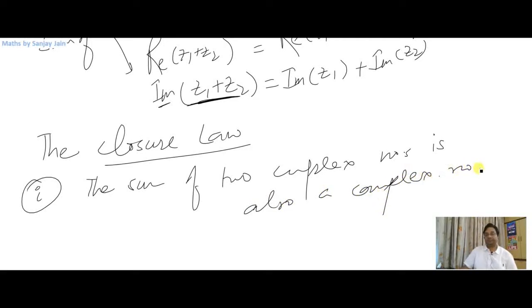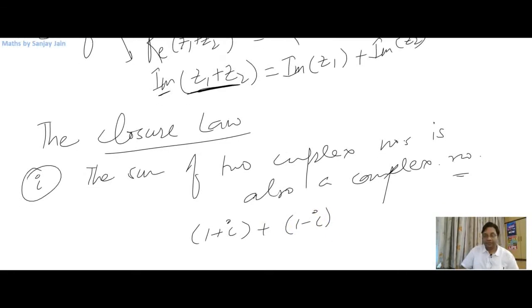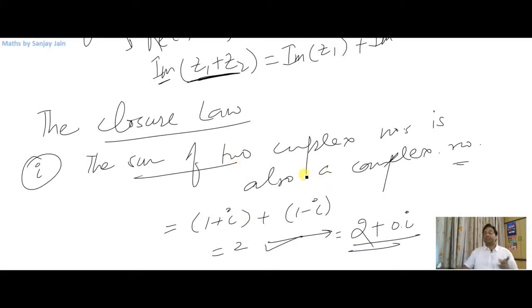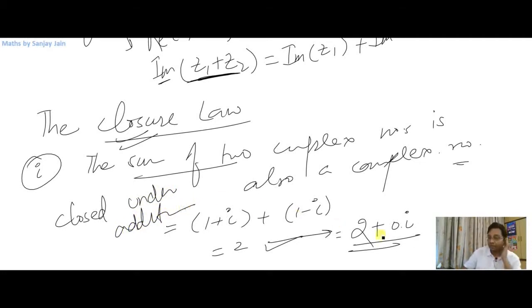In fact, some of the students may say, sir, let us add 1 + iota and 1 - iota. Now if you see, iota will get cancelled and you will have 2, which is a real number. Yes, it is a real number, and I already clarified that real numbers are also a subset of complex numbers. So 2 can be written as 2 + 0 iota. So the sum of two complex numbers is also a complex number, so it is closed under addition.